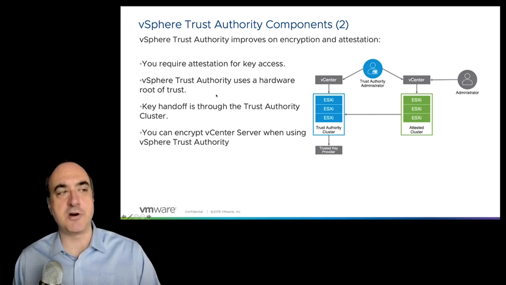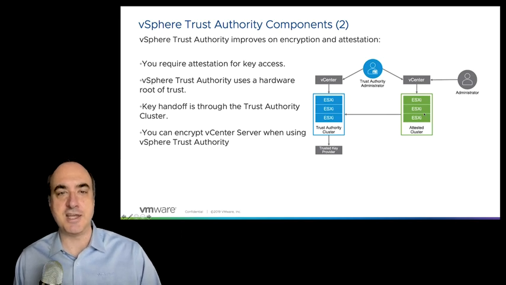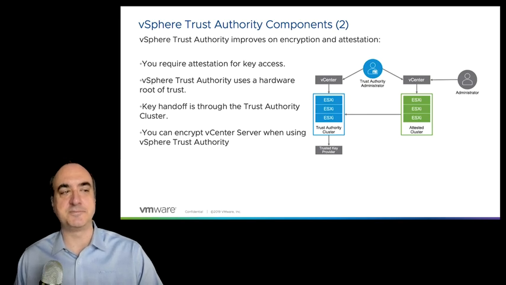The trust authority uses a hardware root of trust. That's defining these servers. These servers must have been configured with secure boot. They must have been configured with those TPM chips so that they can be booted securely and be remotely attested. The key handoff is going to be handled through these hosts. It is not part of the handoff through vCenter like it would have been in the previous versions of vCenter. That means I can encrypt this vCenter server when using the VTA. Not this vCenter.